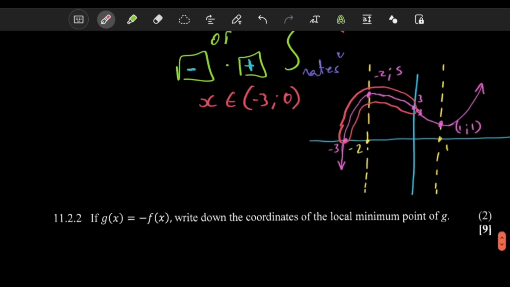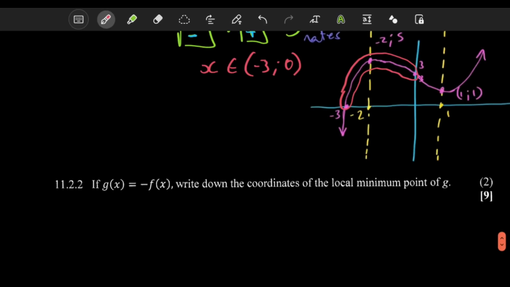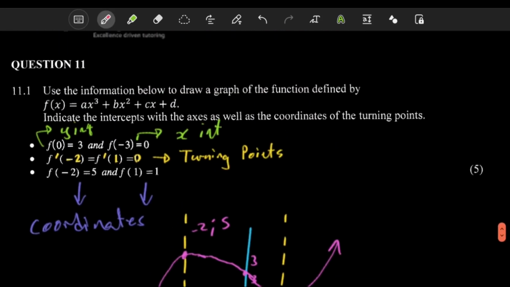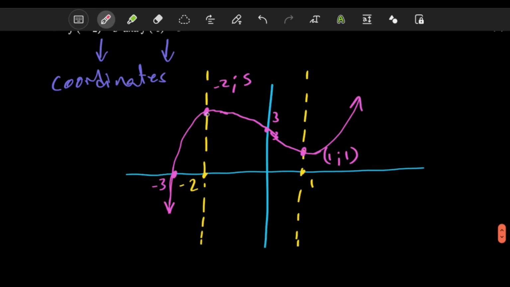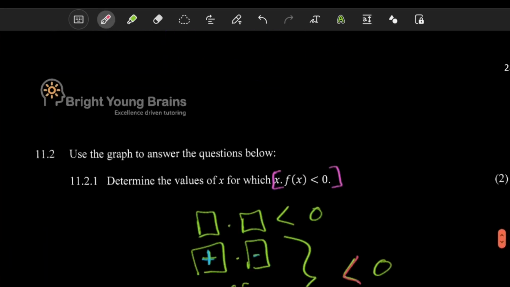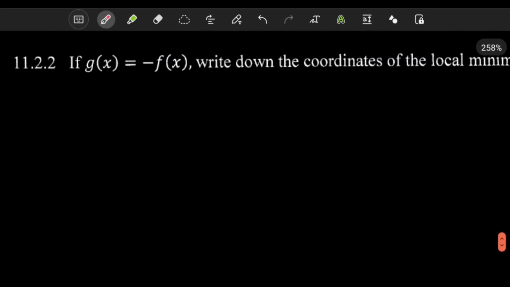Let's move on to the next one. For 2 marks, they said if g of x is equal to that, write down the coordinates of the local minimum point of g. So where is f of x now? f of x is this graph here. We're seeing the image, right? This is the turning point, this is the turning point. So we have to figure out what this does.